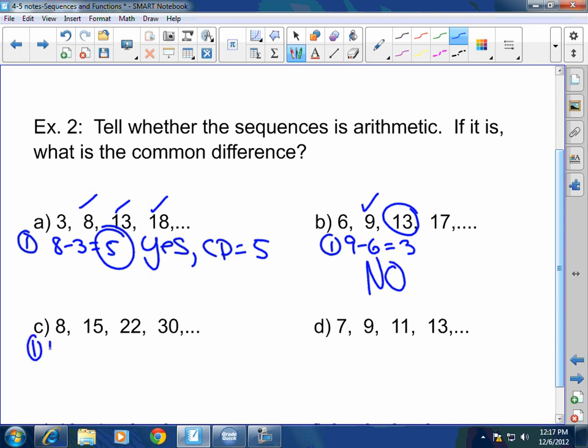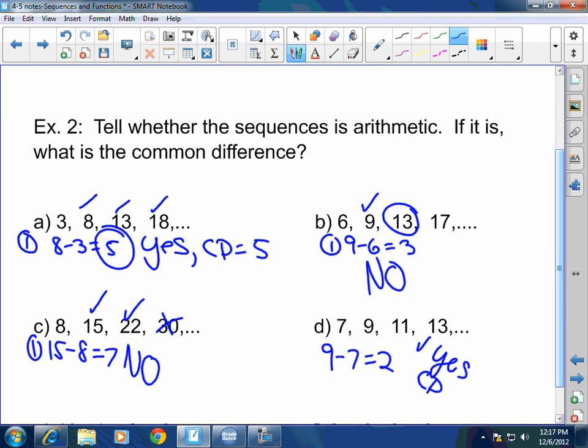Let's do our test. What's second term minus first term? What's 15 minus 8? What's 8 plus 7? What's 15 plus 7? What's 22 plus 7? So that does not work. No. Last but not least, let's do our test. It's 9 minus 7. What's 7 plus 2? What's 9 plus 2? Plus 2? So this works. So it's yes. What's my common difference? 2.